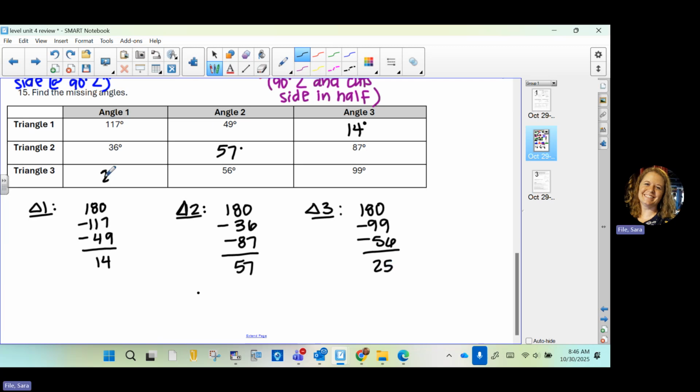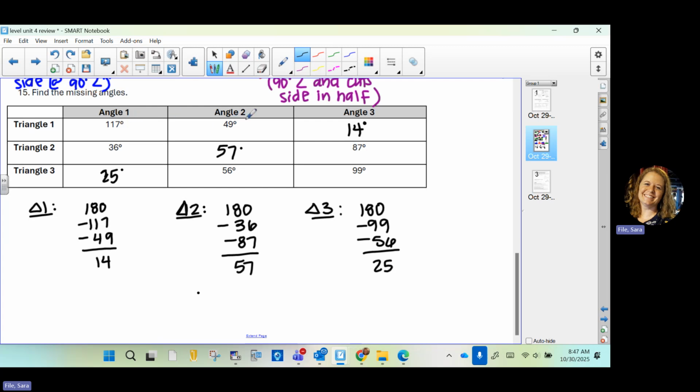Now on your quiz, y'all had something like this, right? But it also asked you to classify. And so I know the review doesn't, but I want you to be able to classify a triangle. Look at this. This angle is bigger than 90, isn't it? What type of angle is that? Obtuse. Okay, so this is an obtuse triangle because the angle is bigger than 90.